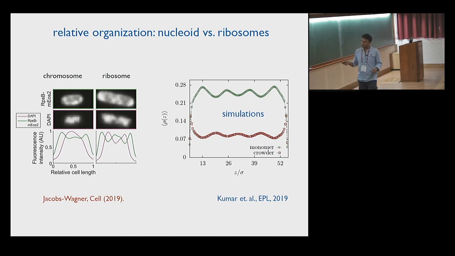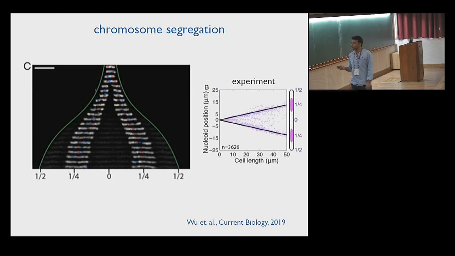Here I would like to bring your attention to a recent experimental result of E. coli bacteria again, looking at chromosomes and ribosomes. In these plots, if you look carefully, you can see this slight helicoid shape of these ribosomes and chromosomes. And what was measured in this experiment is the fluorescence intensity coming from the ribosome and the chromosome, which shows this out of phase oscillation. So we believe that this segregation is happening because of this simple local repulsion between these two things.